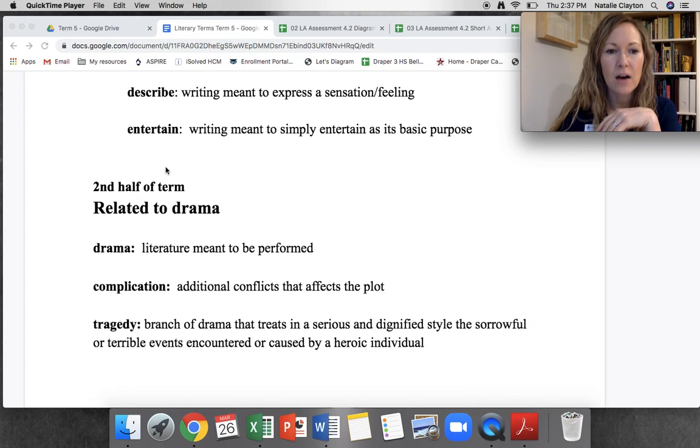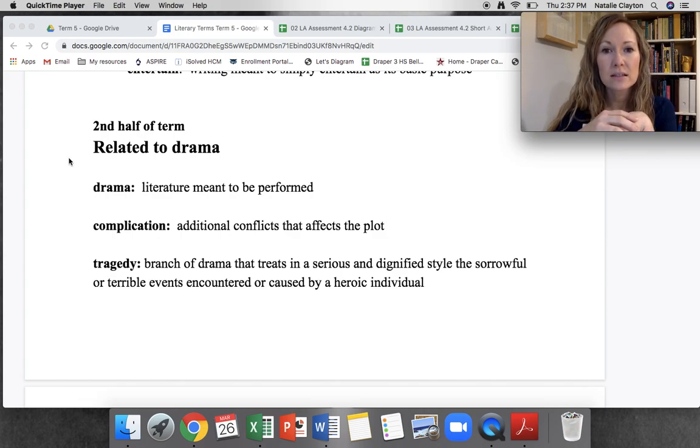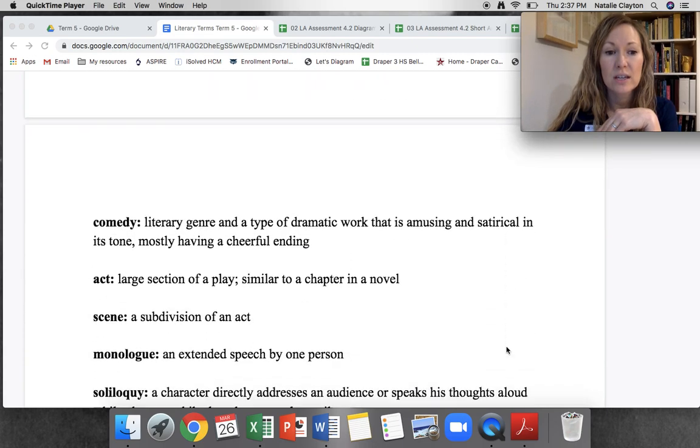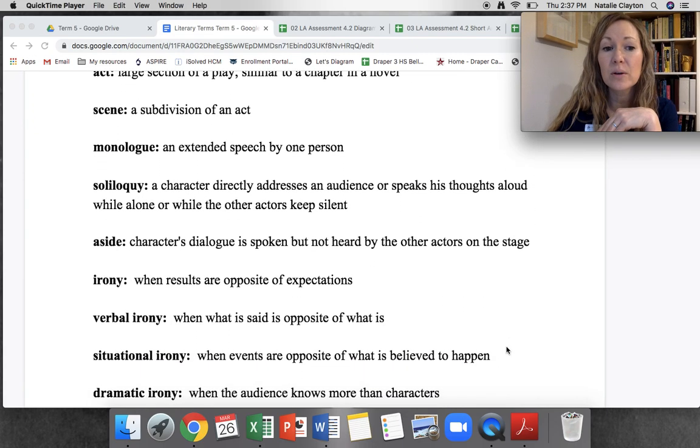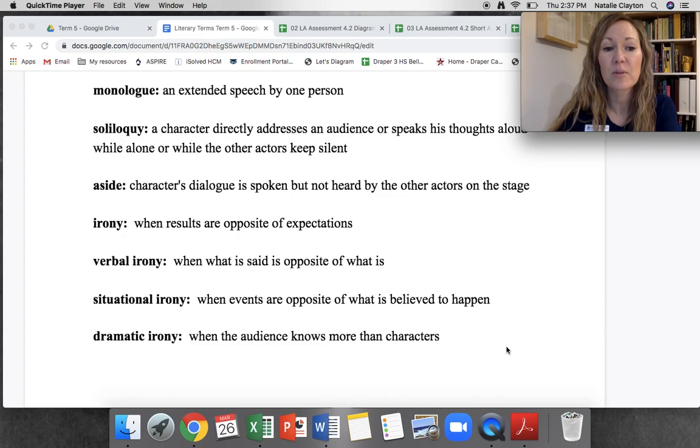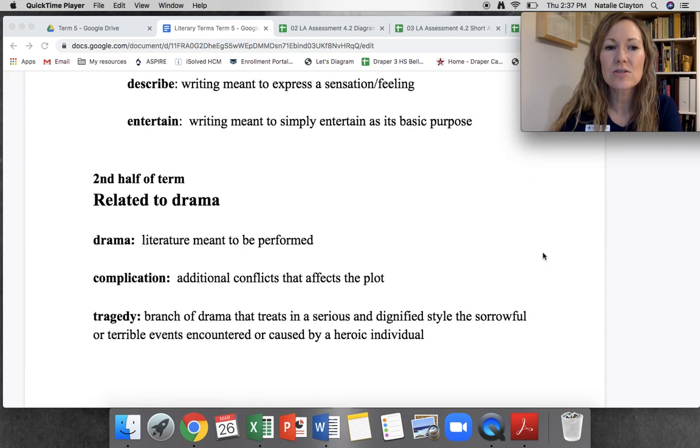Just a little glimpse of our other terms. The next half of our term, so after the midterm, we're going to be reading Cyrano de Bergerac. So we'll have terms that are related to drama, or literary devices that are related to drama. So drama, complication, tragedy, comedy, act, scene, monologue, soliloquy, aside, irony, verbal irony, situational irony, and dramatic irony. And those last 4 you have already been studying, I think, since term 1. So these won't be new to you, but we're going to review them. So we'll get into those later.